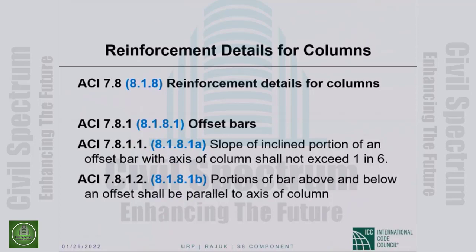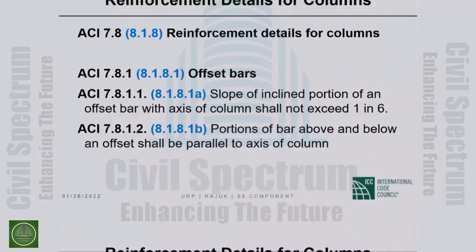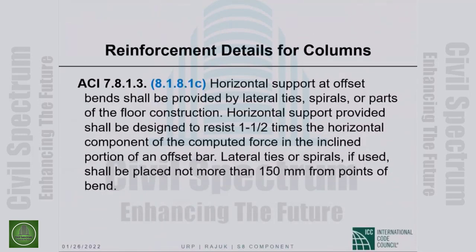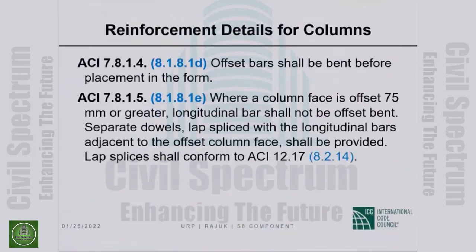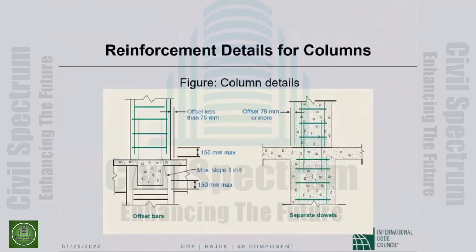Reinforcement details for columns. Okay, important, extremely important stuff. Slope of inclined portion of an offset bar with axis of column shall not exceed 1 in 6. I don't know how much of it to read or to go to the picture. I think that may be better.